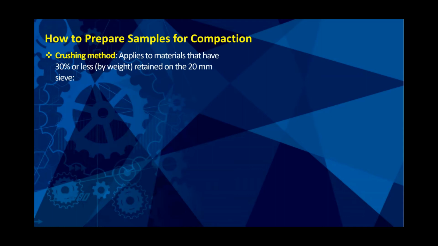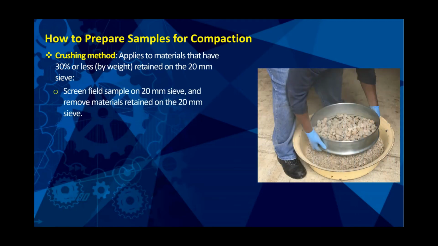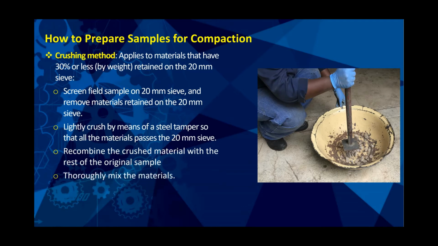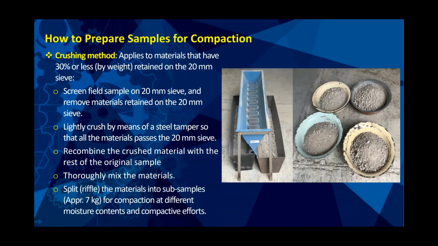The second method is the crushing method, which applies to materials that have 30% or less by weight retained on the 20 mm sieve. Again, you screen the sample on the 20 mm sieve. You lightly crush the material by means of a steel tamper so that all of the material passes the 20 mm sieve. Then you recombine the crushed material with the rest of the original sample, thoroughly mix it, and again you split the materials into subsamples of approximately 7 kg for compaction at different moisture contents and compactive efforts.